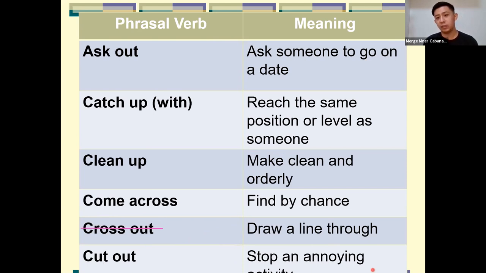Cut out. Stop an annoying activity. The phrase cut out is a separable phrasal verb, like this. Hey, cut it out, which means stop that. I'm getting annoyed. All right. Let's say your kid is playing with a very noisy toy. So you cannot concentrate. So you say, hey, cut it out. Or they're talking, they're shouting at each other. So you say, cut it out. Okay.